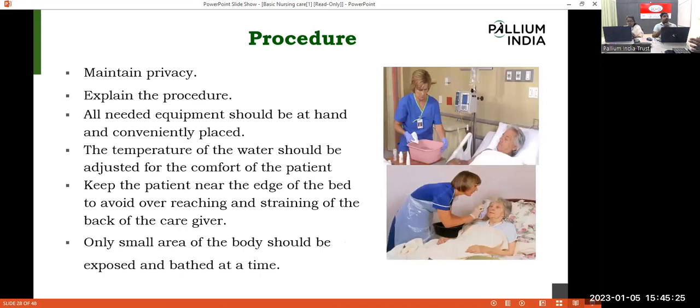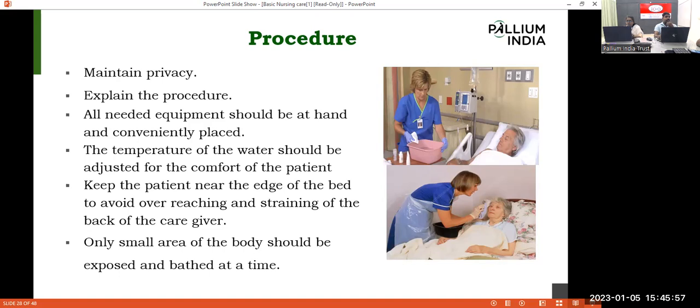Procedure: you need to maintain the privacy of the patient. Explain the procedure to the patient. All the equipment needed for the procedure we need to arrange at the bedside only. Then the temperature of the water we also need to check before starting. We need to adjust the temperature of the water. If warm water is being used, its temperature we need to maintain for the comfort of the patient.